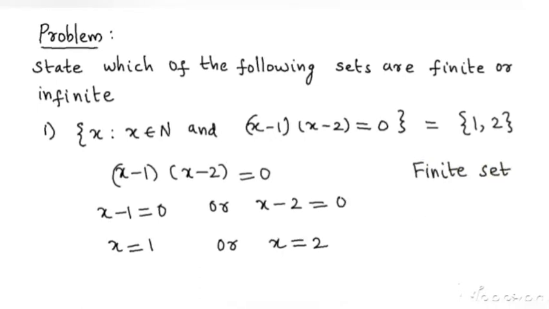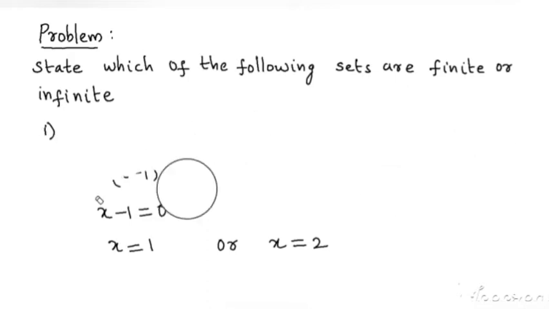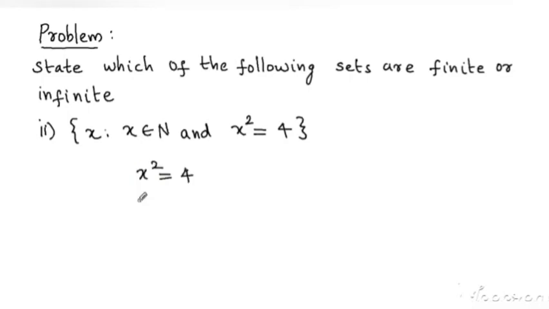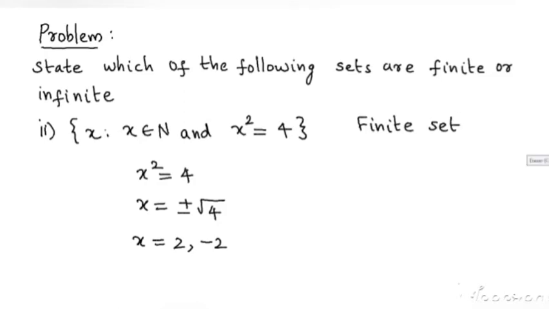Now let's move on to the second problem. The second problem is the set of all x such that x belongs to natural numbers and x squared = 4. So here also we need to solve that equation. x squared = 4 means x will be plus or minus square root of 4, that means x = 2 and negative 2. Since x must be a natural number, the value of x is only 2, it is a singleton set, anyway that is finite.